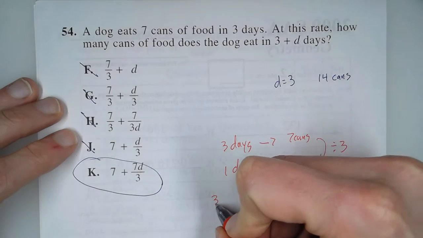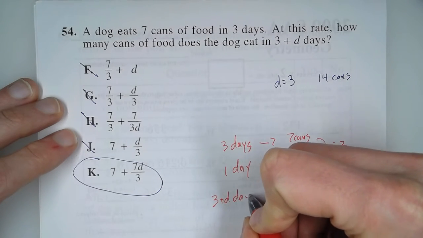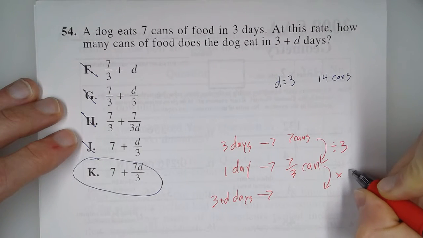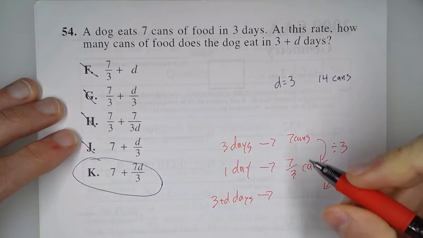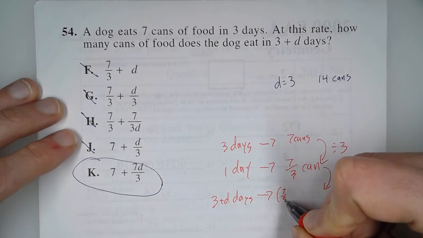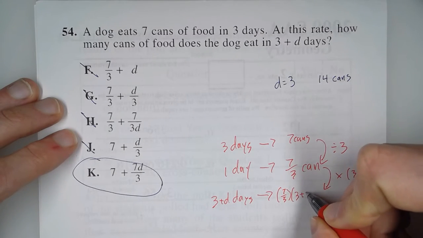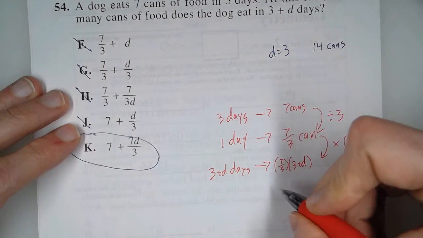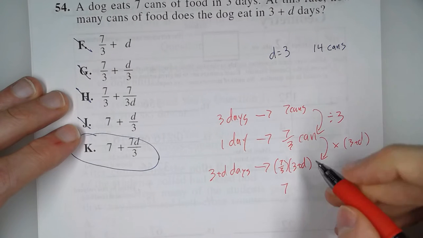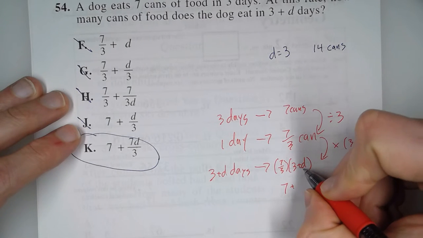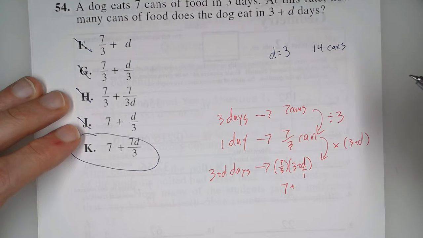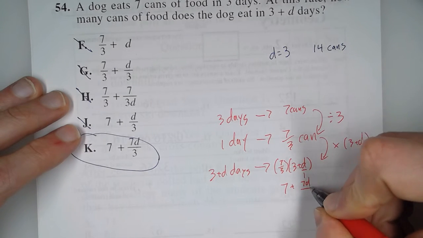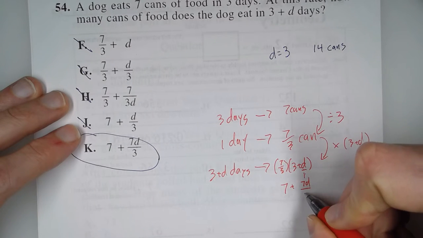Now we want to ask, what about 3 plus D days? Well, what we're going to do is we're just going to multiply by 3 plus D. So it's going to be 7/3 times 3 plus D. And so if we distribute this, 7/3 times 3 is 7. And 7/3 times D is, well, think of D as D over 1. And when we multiply fractions, we multiply the tops, 7 times D, and we multiply the bottoms, 3 times 1.